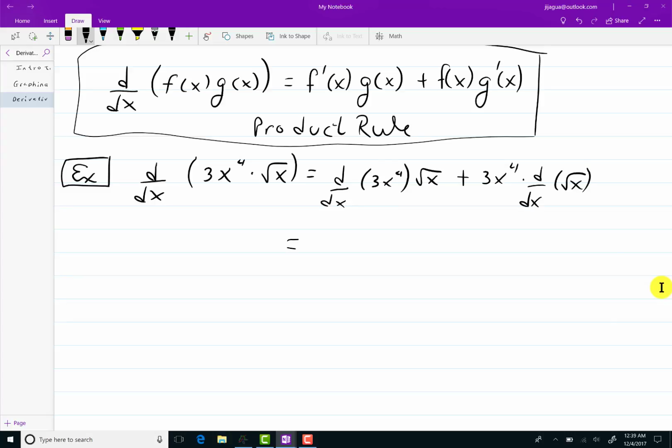Well, this first piece, the 3x to the 4th, is really just a power rule problem. You take that 4 down front to get 12x to the 3rd, radical x, plus 3x to the 4th. The second piece, we did the derivative of radical x, and it turned out to be 1 over 2 radical x. And there's no need to simplify any of these things. You can leave them like that.